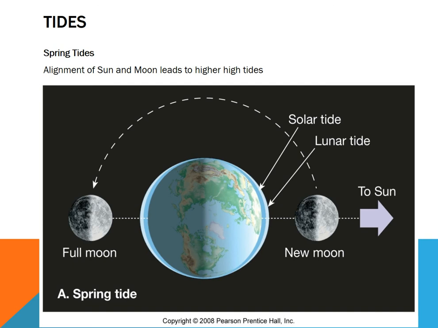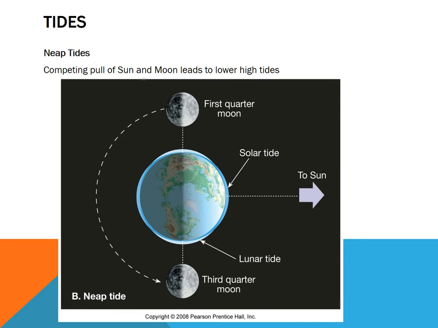Now the sun actually also has a pull on the Earth's oceans as well. In a spring tide, the sun and moon are aligned, causing higher high tides. This occurs when the moon is either in the new moon phase or the full moon phase. Conversely, when the sun is offset from where the moon is, or in the moon's quarter phase, this causes lower high tides known as neap tides.